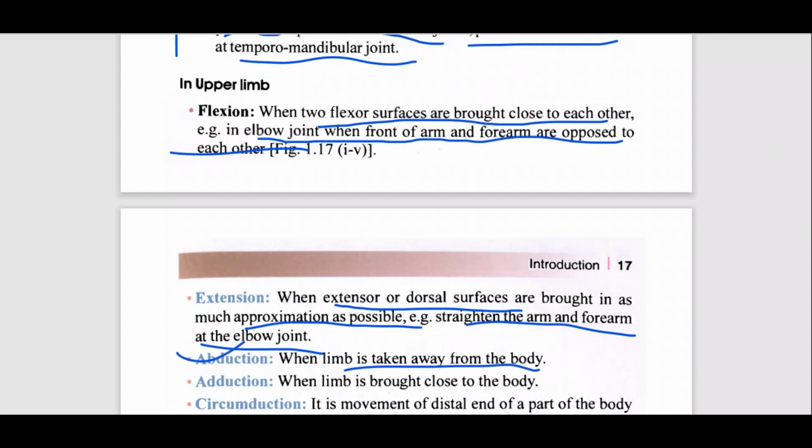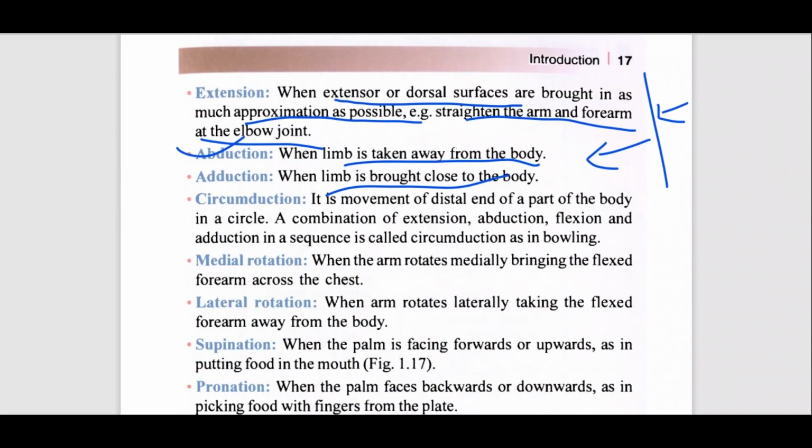Now coming towards the abduction, it is when the limb is taken away from the body. Abduction, when the limb is taken away from the midline. Adduction, when the limb is brought closely to the midline. This is your midline. अगर इसके close आएगा, this will be adduction. अगर इससे दूर जाएगा, this will be your abduction.